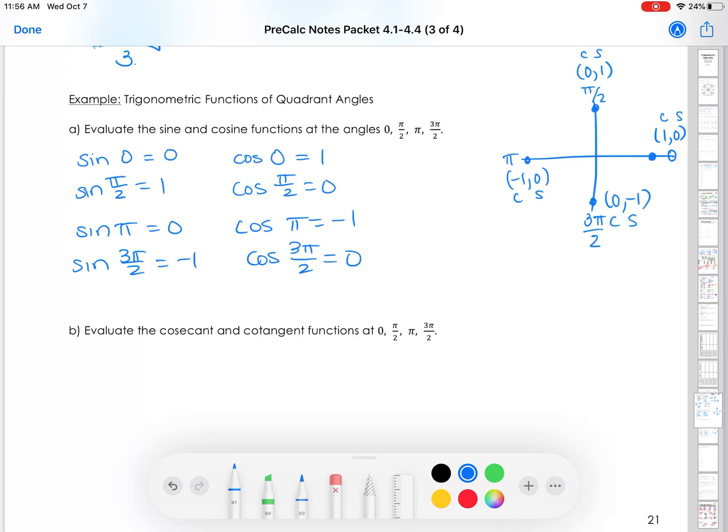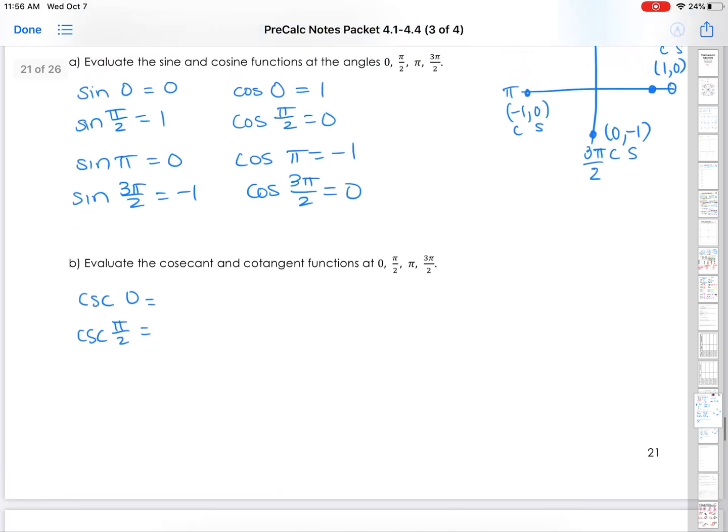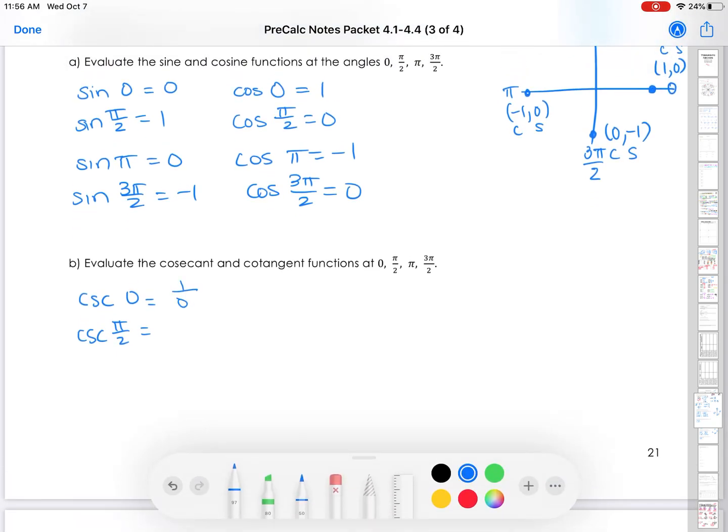For the next question, we want cosecant and cotangent. No problem. So if I want cosecant of each of these, cosecant of 0, cosecant of pi over 2, all I'm going to do is flip the sine over for those. So here's the only thing. When I flip over 0, technically I get 1 over 0, and that is undefined. Okay. Cosecant of pi over 2, so when I flip 1, I get 1. Cosecant of pi, again, that's going to be undefined because I flip over the 0. And then cosecant of 3 pi over 2, when I flip -1, I get -1.